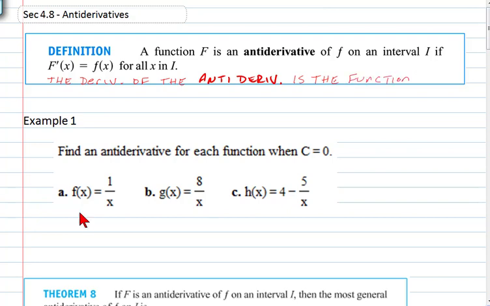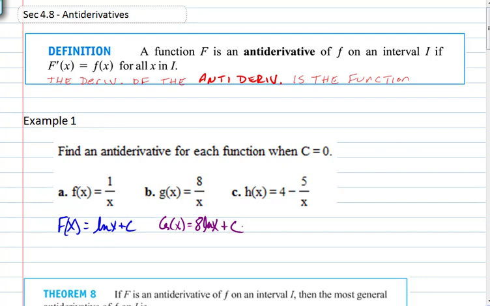So looking at this, if f of x equals 1 over x, find an antiderivative for each of the functions. What function can we take the derivative of and get 1 over x? ln x, right? But we've also got a constant c here. What about g of x? Well, isn't that going to be 8 ln x plus c? See how that works?